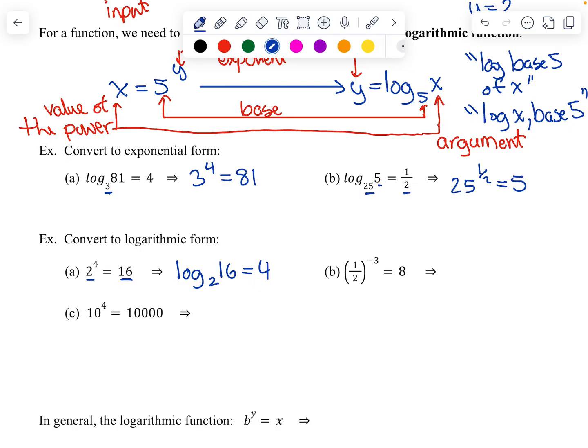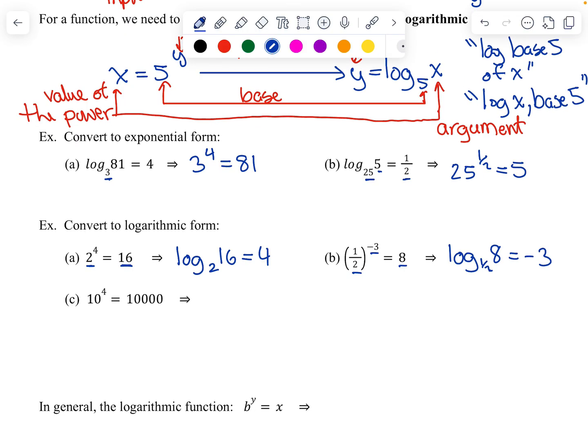I can do the same with this here. The base this time is 1/2. So log base 1/2. Next is the answer to the power is the argument, and the answer to the logarithm is the exponent. So there it is in its logarithmic form.